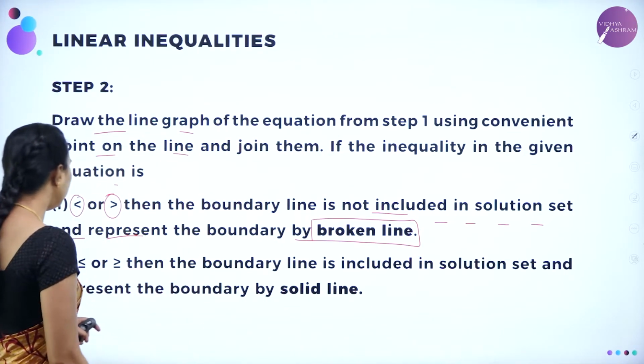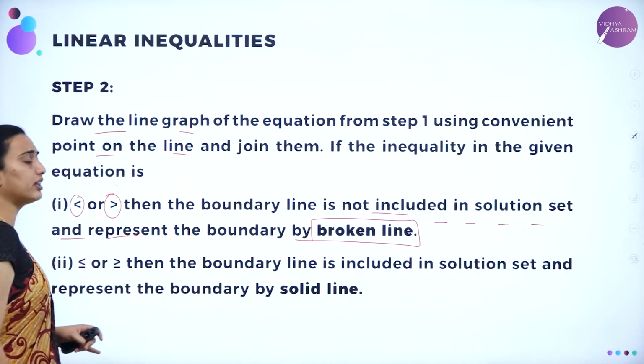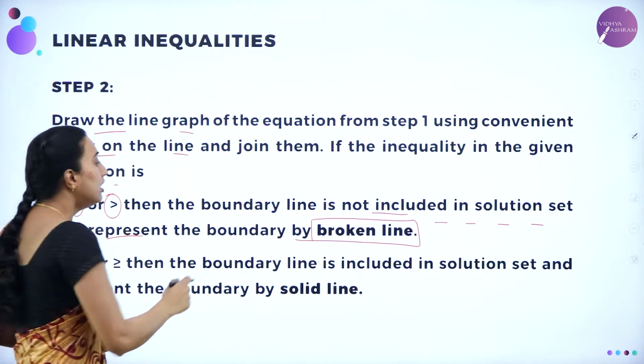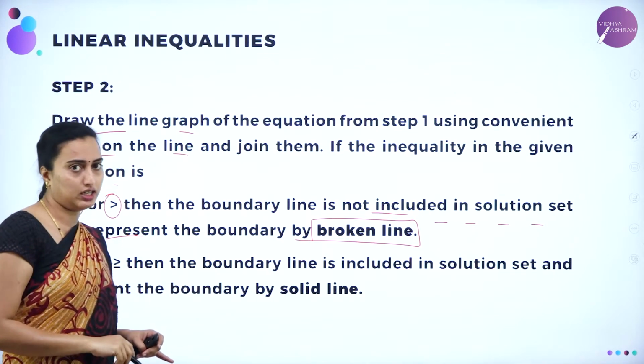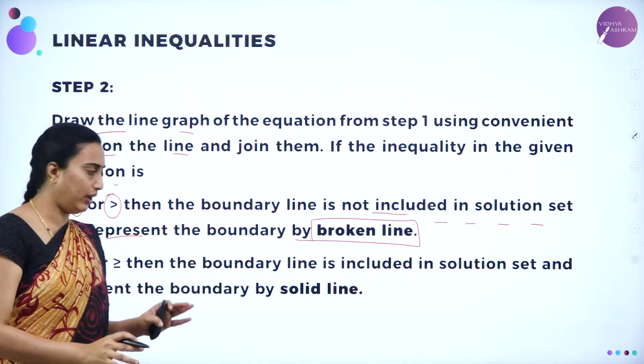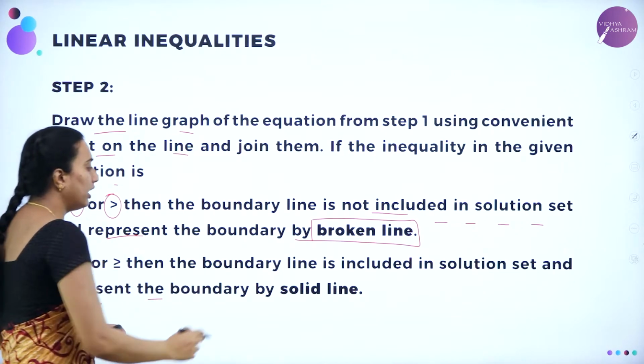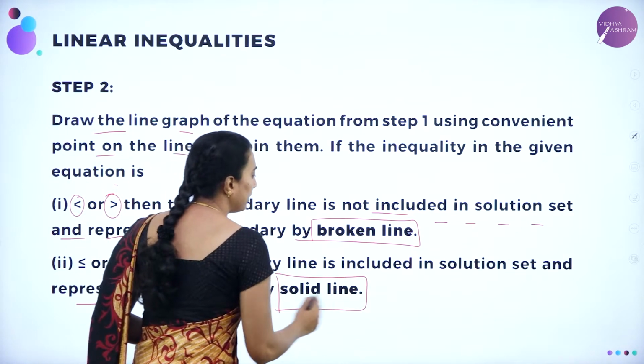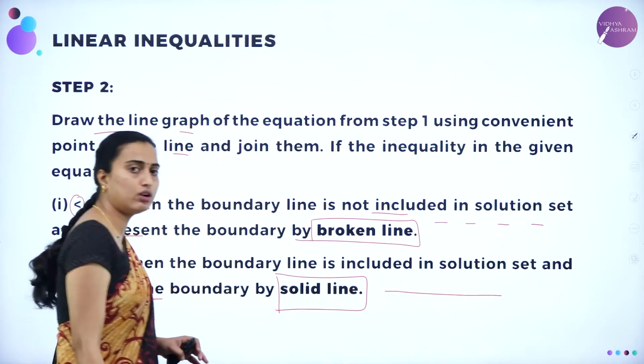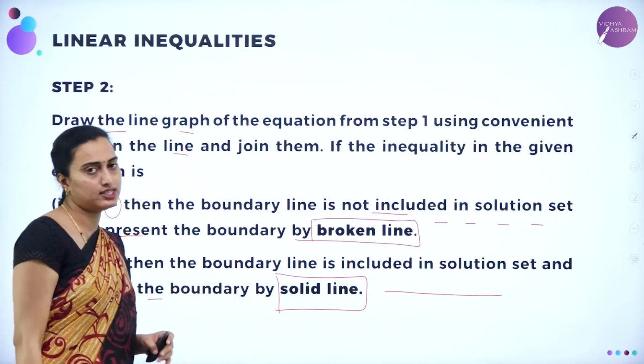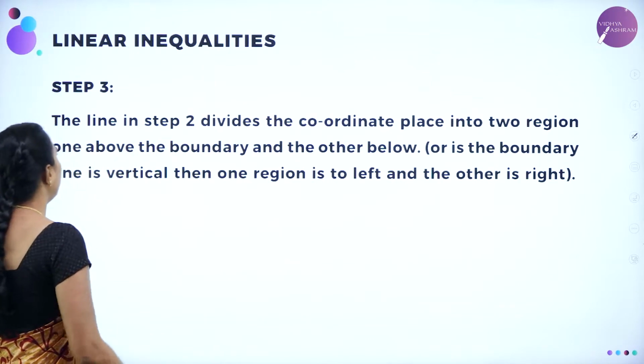And then lesser than or equal to, greater than or equal to, if it is given in an equation, then the boundary line is an included solution. That means the points are included, and then represent the boundary line by a solid line. Solid line means like this you are going to represent. This is called the solid line. For joining the points I am telling. So next will be step 3.